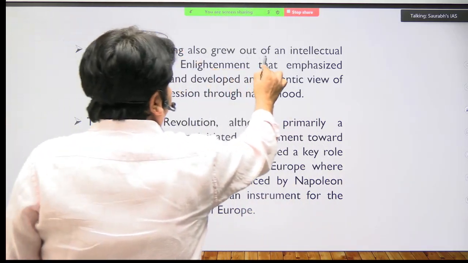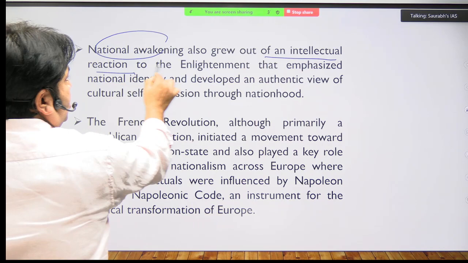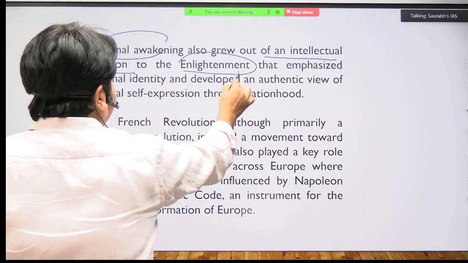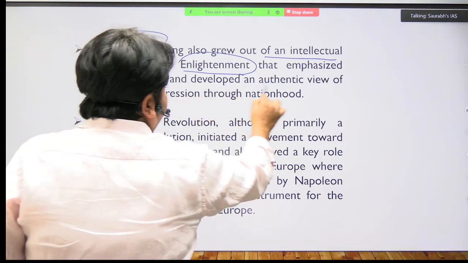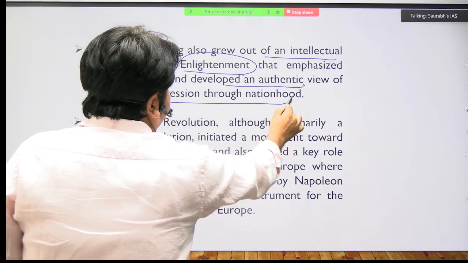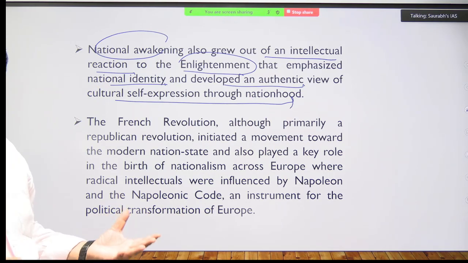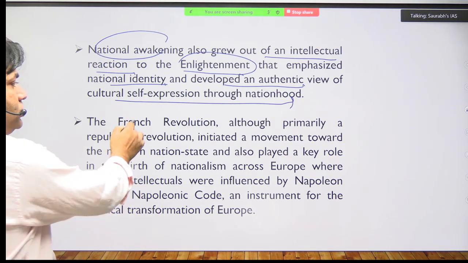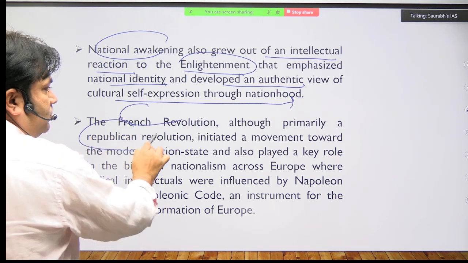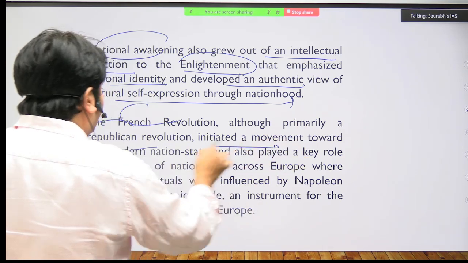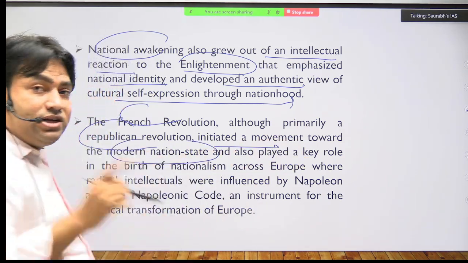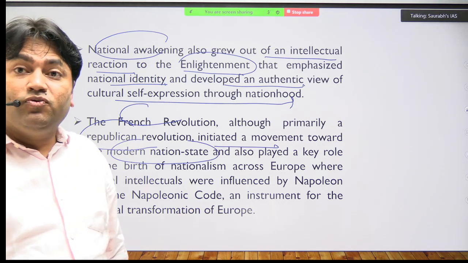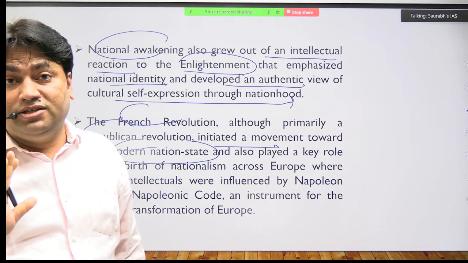Now the next point, national awakening also grew out of an intellectual reaction to the enlightenment that emphasized national identity and developed an authentic view of cultural self-expression through nationhood. All these developments were taking place in Europe. French Revolution, it was a republican revolution. It initiated a movement towards the modern nation state. So always remember, French Revolution is one of the most important events in 18th century.